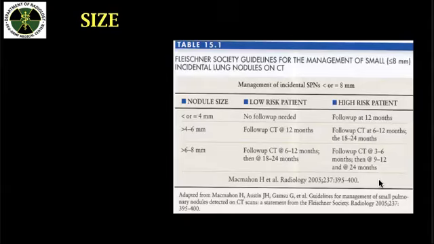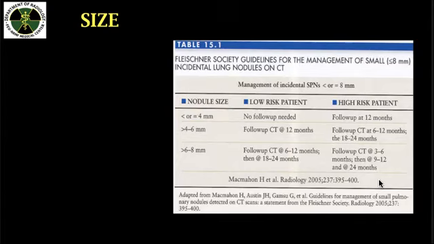So the Fleischner Society guidelines for the management of small incidental lung nodules provided us this table on how we're going to categorize these nodules. For example, if it's less than or equal to 4 millimeters in a low-risk patient, no follow-up is needed. When we say low-risk patients, less than 35, not a recent smoker. If it's a high-risk patient, greater than 35, a recent or previous smoker, at the same time with a history of lung carcinoma. So that is the distinction for your low and high-risk patients.